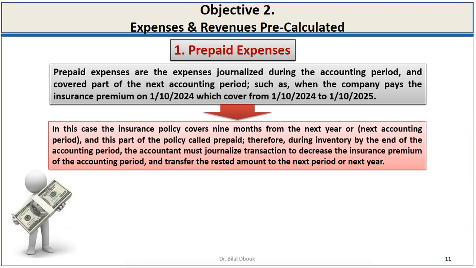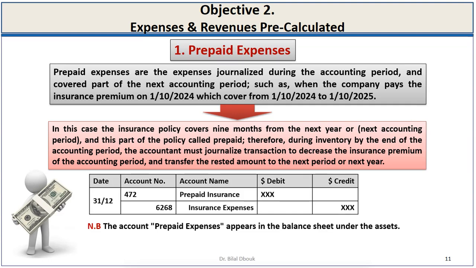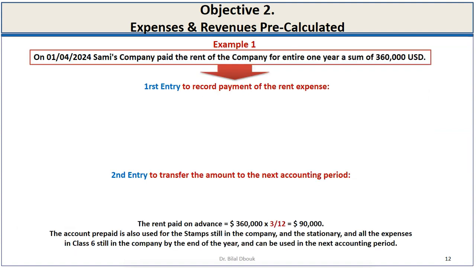So during inventory at the end of the accounting period, when we pay this insurance premium, we must journalize a transaction to decrease the premium of the accounting period and transfer it to the next period related to the next year. So the entry in this case: we debit account 472 prepaid insurance and we credit 6268 insurance expenses. Let's see a practical real-life example.